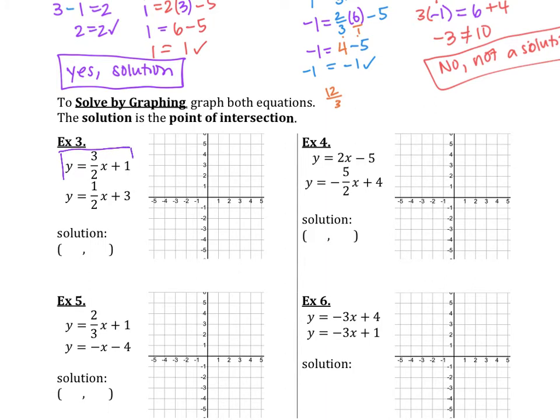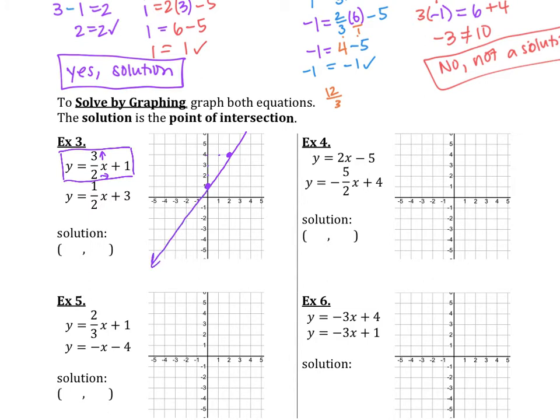These are in slope-intercept form. So this y-intercept is 0, 1. Then remember the slope is the number with the x, so I'm going to rise 3, run 2. So from the 1, up 3, over 2. Then I'm going to go ahead and draw that line in. I want to make it as straight as possible. If you have a ruler, that's great.